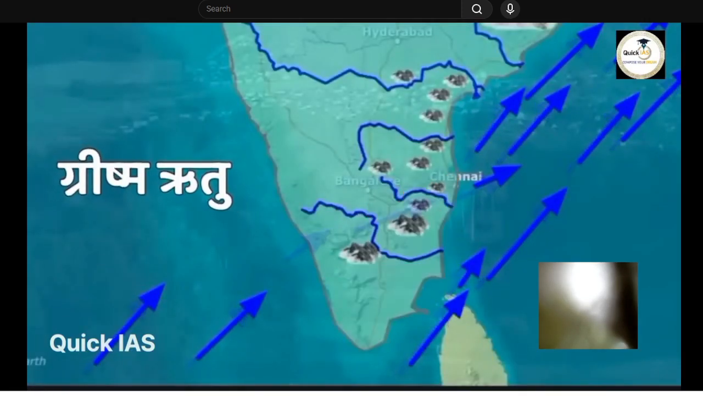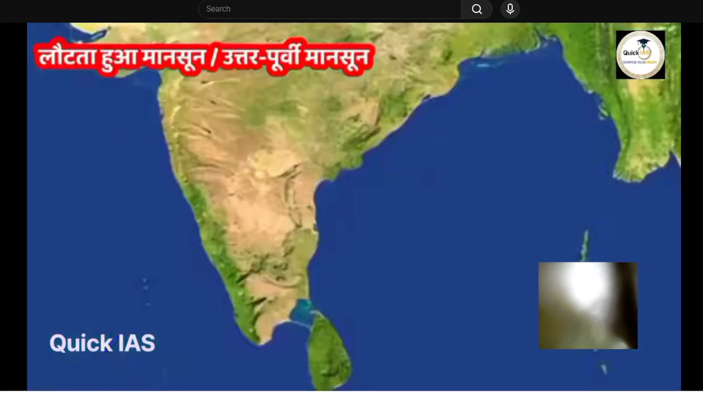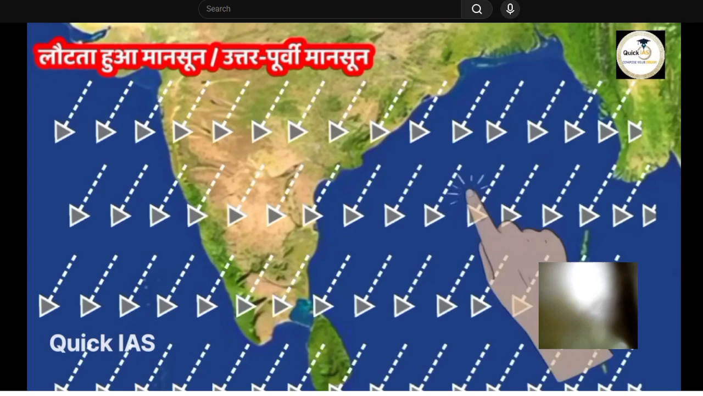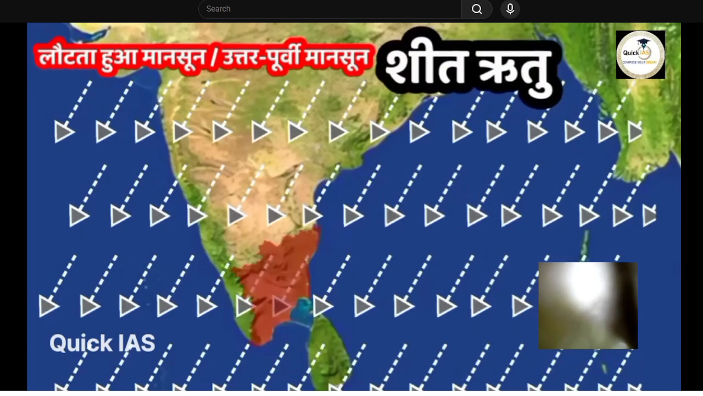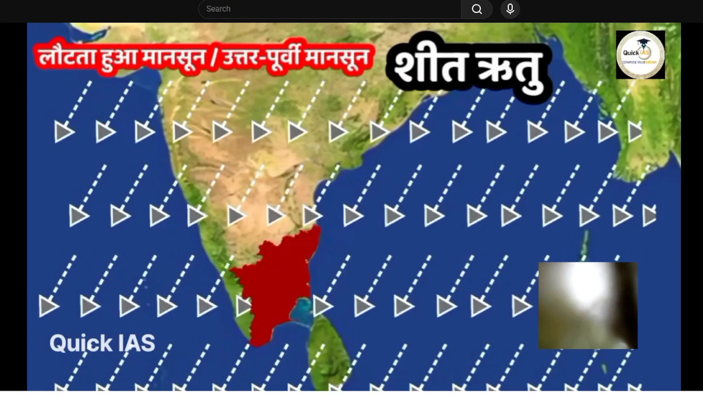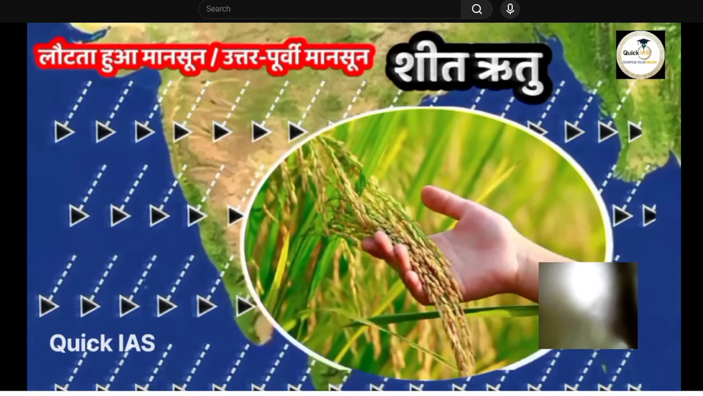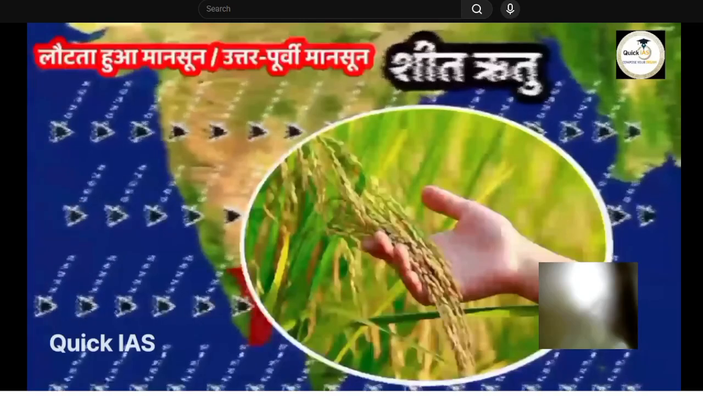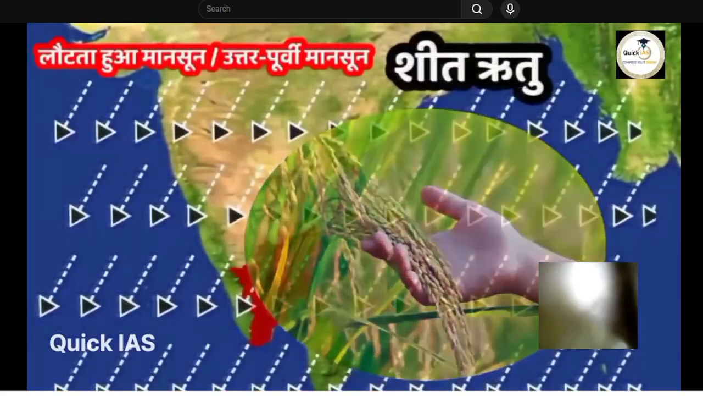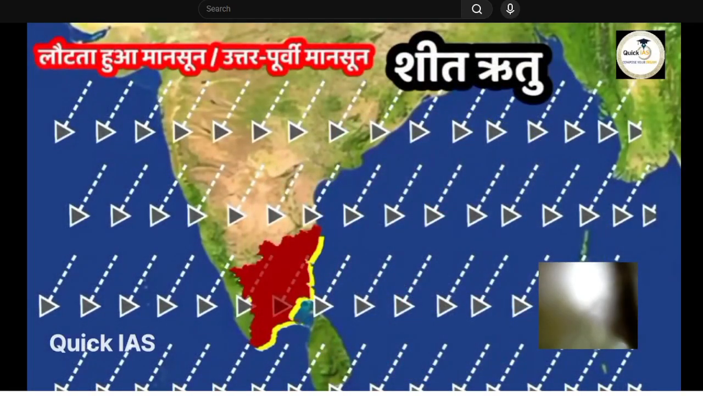We noted that Tamil Nadu received no rainfall during the summer months, but the retreating monsoon, carrying sufficient moisture from the Bay of Bengal, brings heavy rainfall to the Tamil Nadu region during the winter months. Paddy is cultivated year-round in Tamil Nadu, as it receives heavy rainfall even during the winter months near the Coromandel coast.